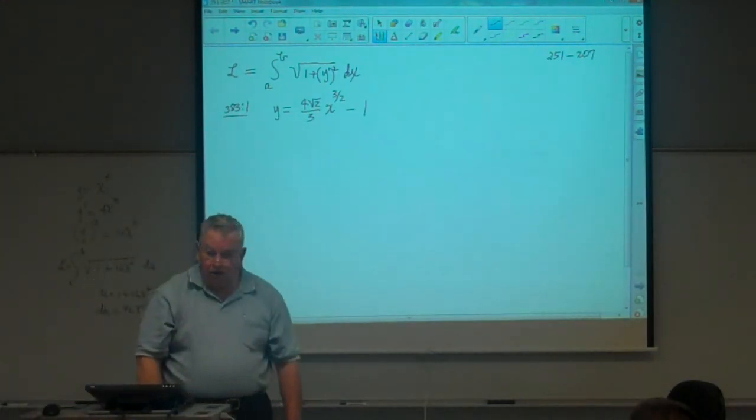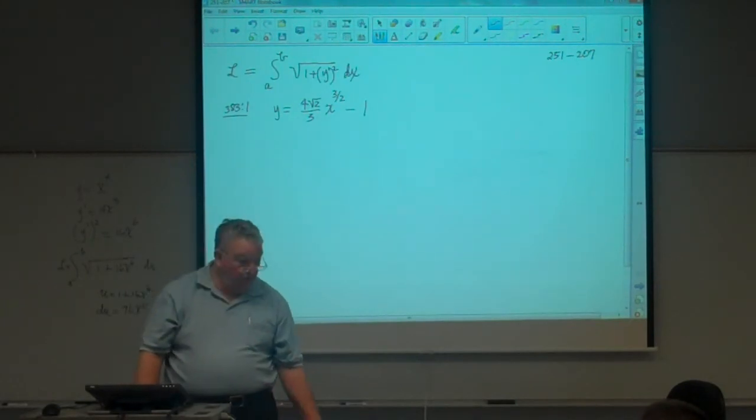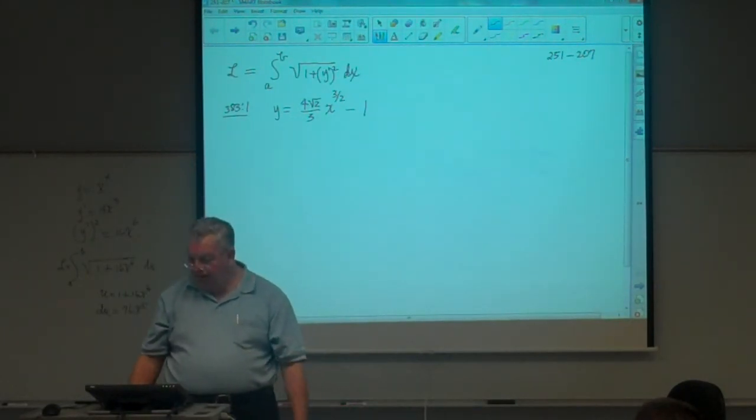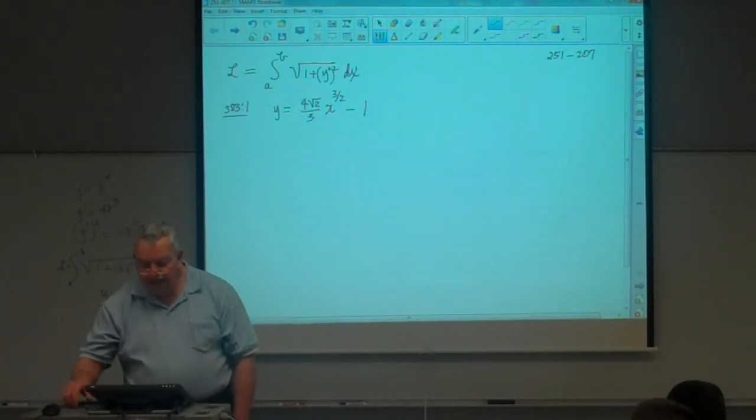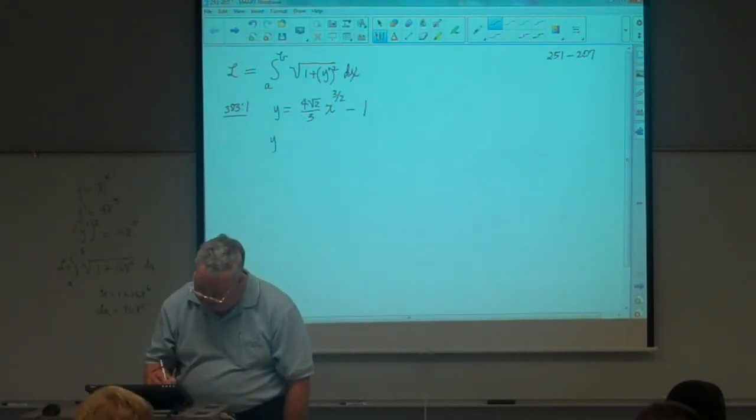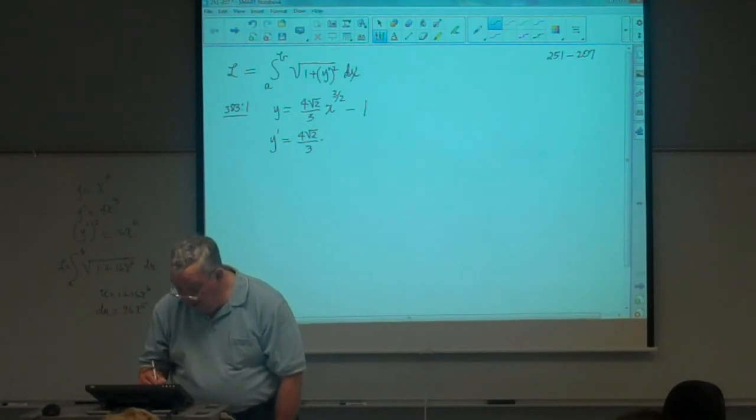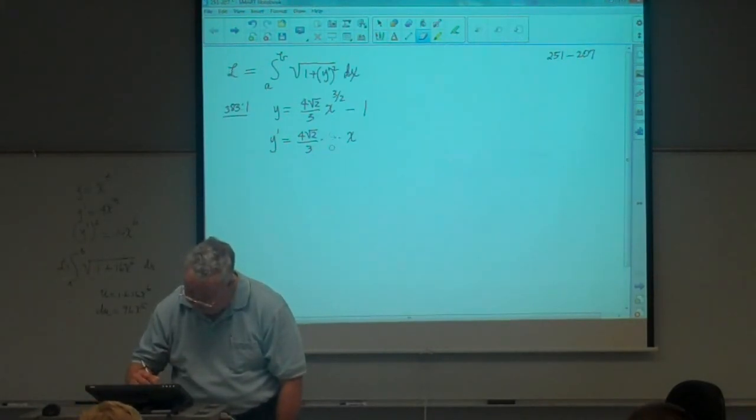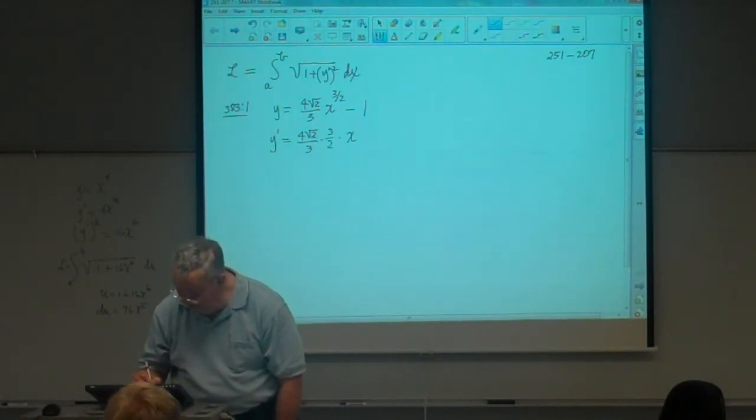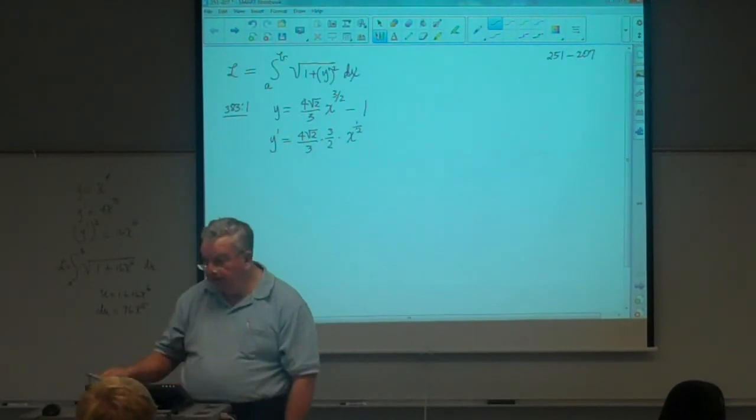First thing, even though it looks like a mess, I think you'd agree that there's nothing to taking the derivative, huh? And that is, this, then y prime is equal to 4 times the square root of 2 over 3 times 2/5 times x, you know what I was doing, times 3/2 times x to the 1/2. Do you agree?